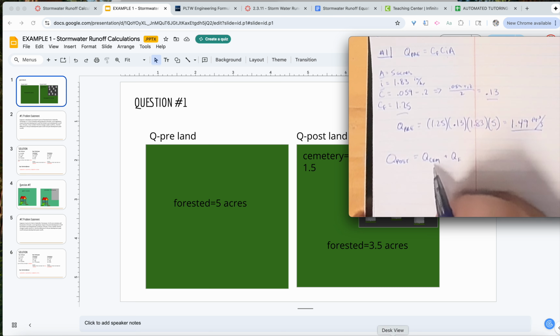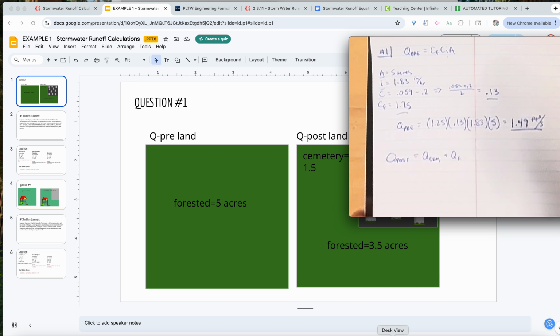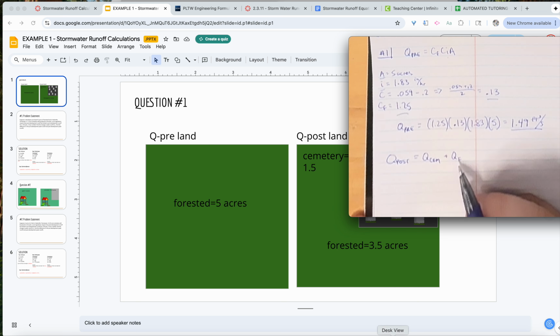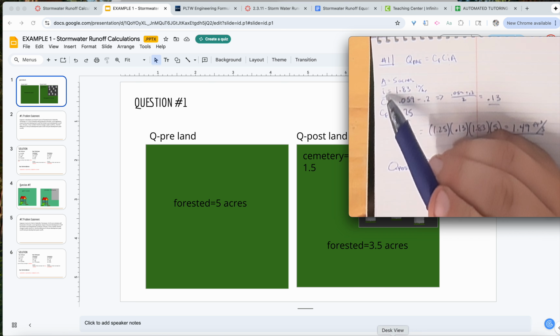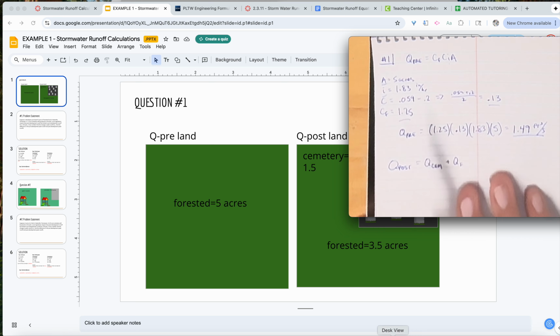So what we've got to do is calculate the Q value for the cemetery, and then separately calculate the Q value for the farmland. Then we're going to add those values up, okay? Now, one thing to keep in mind, for this whole problem, I is going to remain the same, as well as CF, okay? So let's begin and break this down.